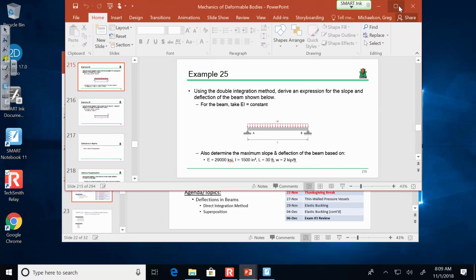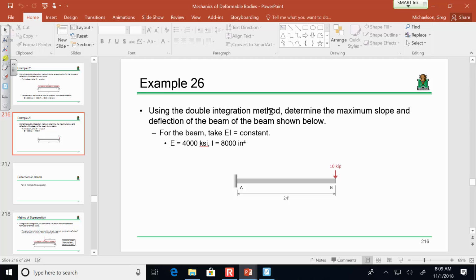Everybody good? Now what we're going to do is example 26. In example 26, we're going to use either the direct integration method or the double integration method in order to determine the maximum slope and deflection of the beam shown below. Now, this is engineering, it's not math, so I think we can use a little bit of common sense. What I mean by that is, here's the beam subjected to a load. I would argue that the beam is going to deflect something like that.